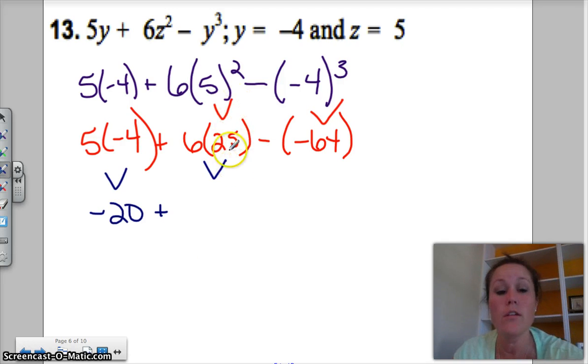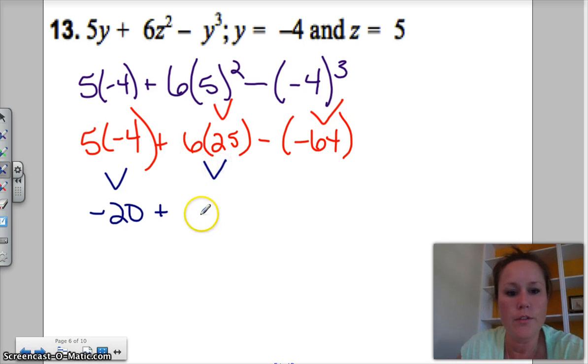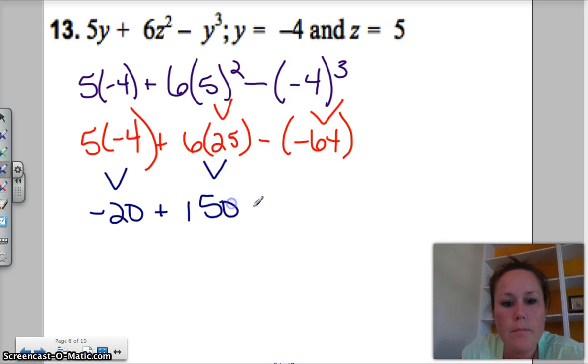really won't change anything. 6 times 25: 25, 50, 75, 100, 125, 150. Is that right? Let me make sure. I never can be too sure. All right. 25 times 6, 150. Good job, Richardson. You're as smart as your iPhone. All right, 150 minus negative 64.